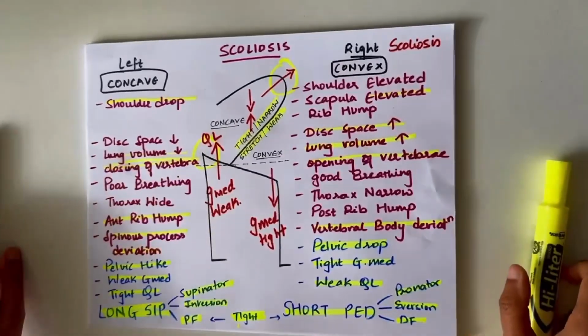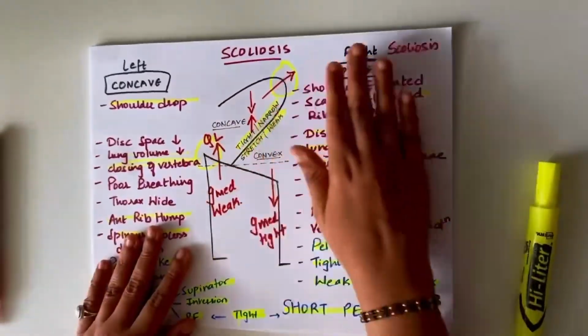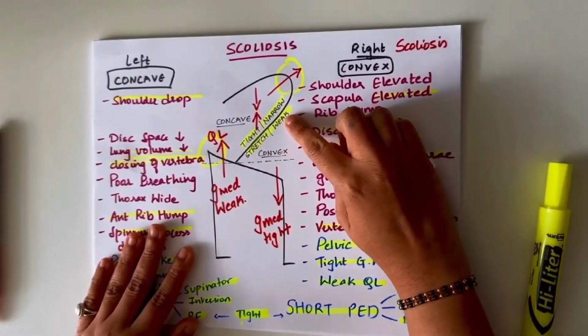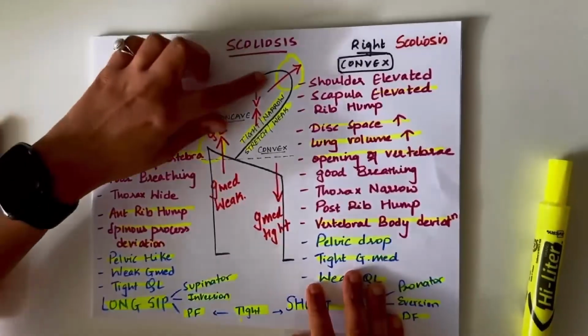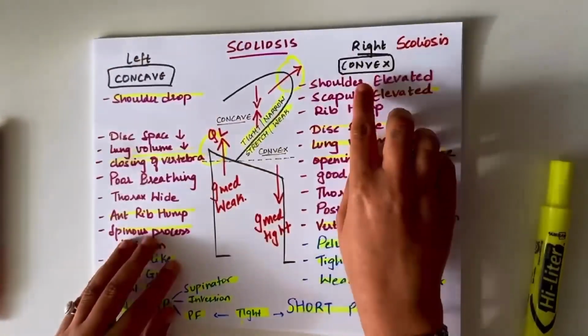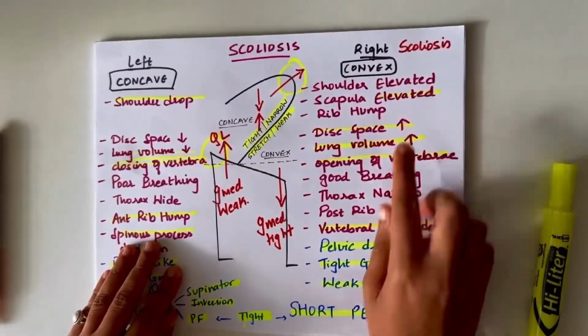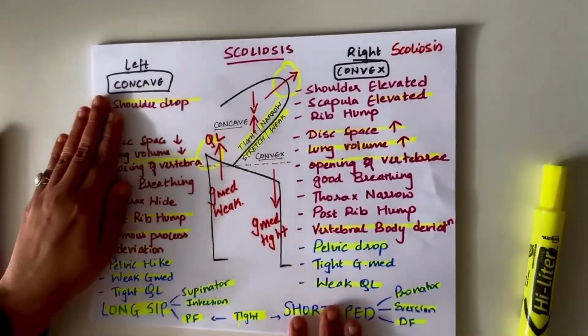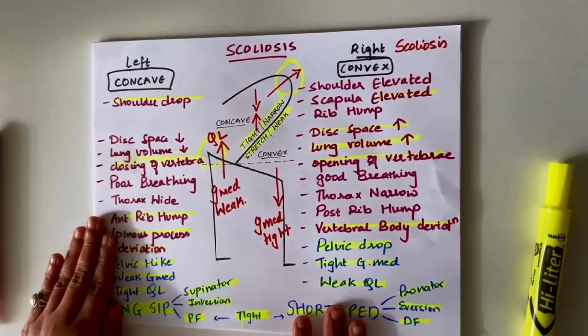So taking this scoliosis for a gist, on the convex side you will have the stretched or weakened structures, and on the left side, which is the concave side, you will have tight and narrow structures. The side that has the shoulder elevation will have the pelvic drop, and the side which has the shoulder drop will have a pelvic hike.